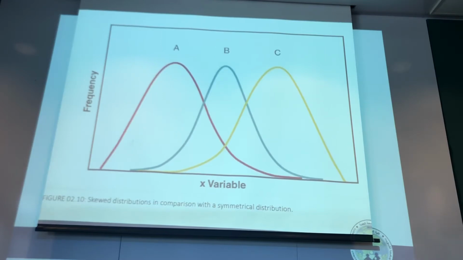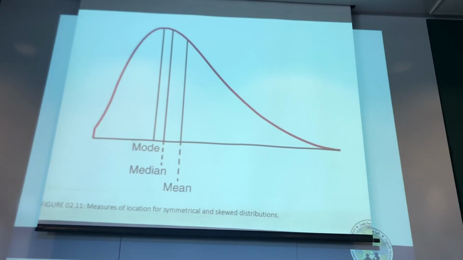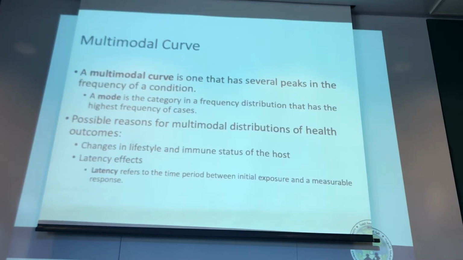Here we have the differences between symmetric and asymmetric, these are all the common shapes we have gone through. And here we can see a relationship when we have a skewed distribution, where the mode, the median and the mean are located. We also have what is called the multimodal curve, when you have more than one peak. So that's basically the multimodal.